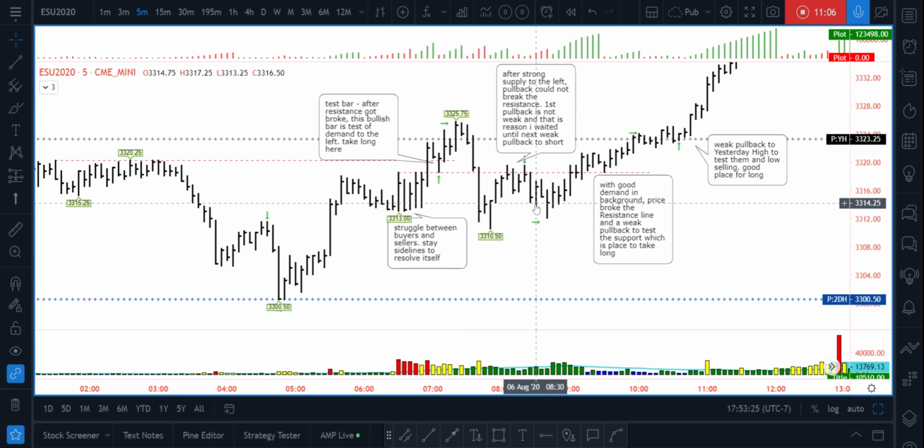But somehow the volume entered in this bar. See the volume, strong volume entered in this bar. Meaning what? It went above this one, meaning buying has entered, like demand has entered here.